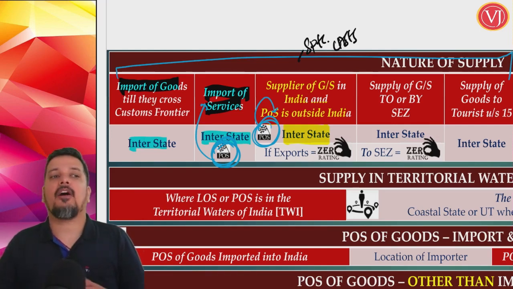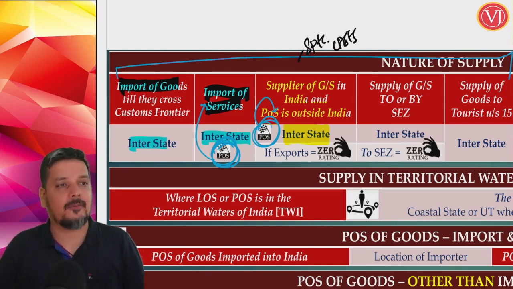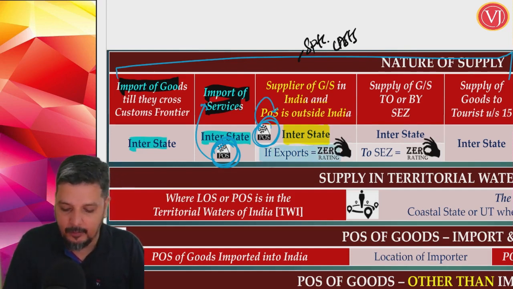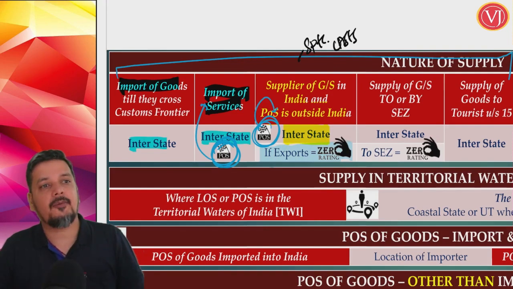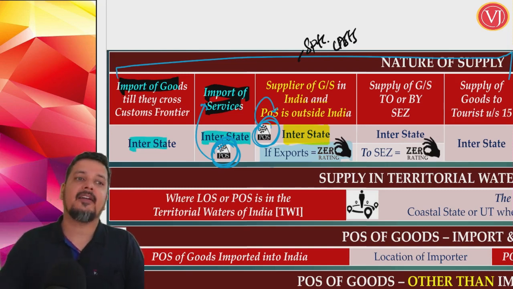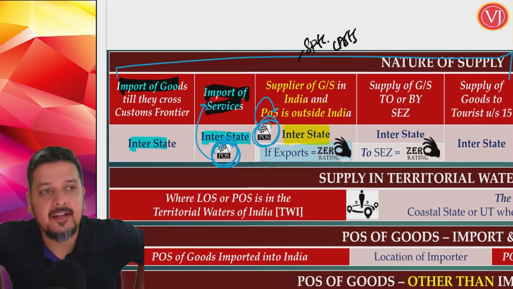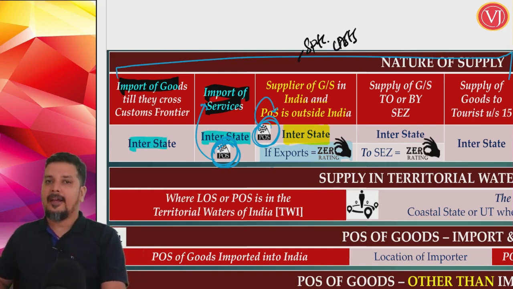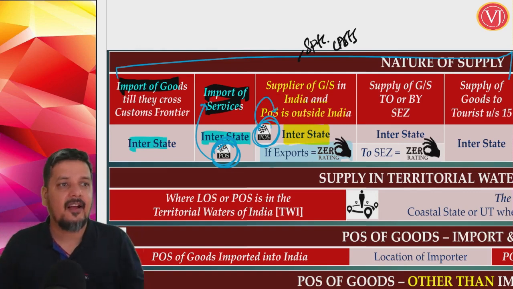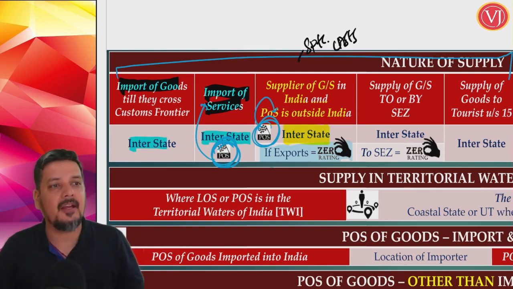And people always think that if it is India to USA, it is always export. No, it is not always export. It may be export, it may not be export, because for export, you have to get convertible foreign currency. So don't think that if LOS is in India and POS outside India, it is always export. It is interstate, it is IGST, but it may be export, it may not be export.